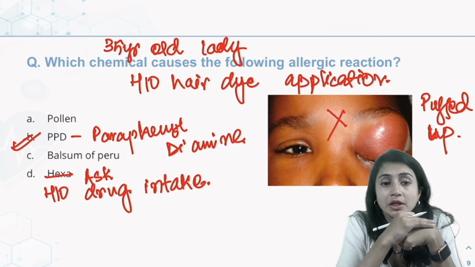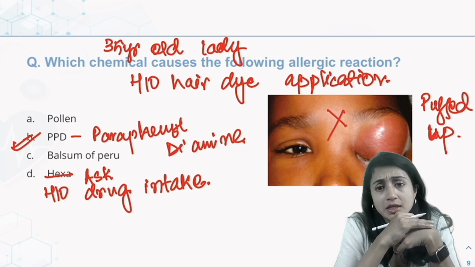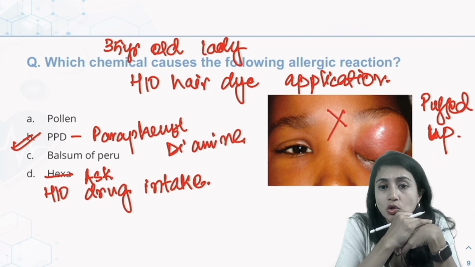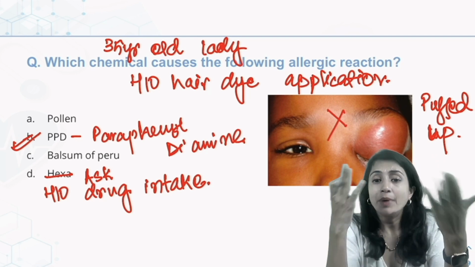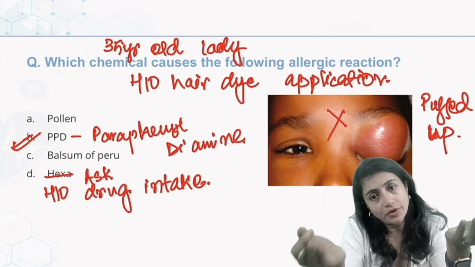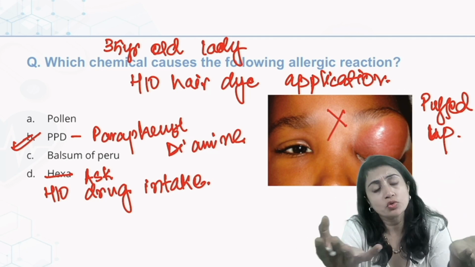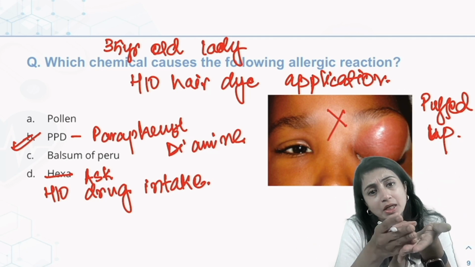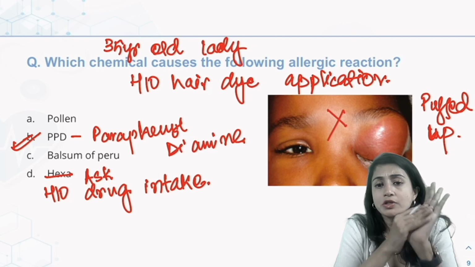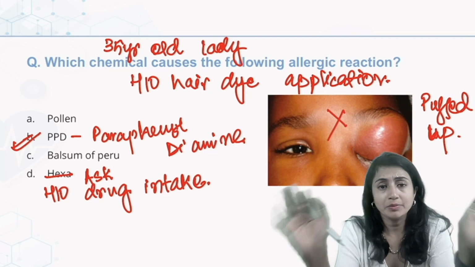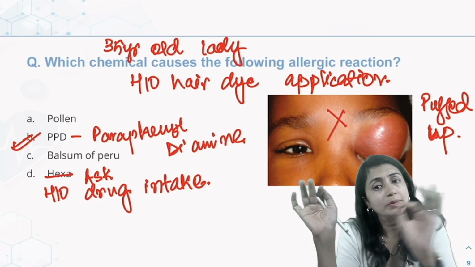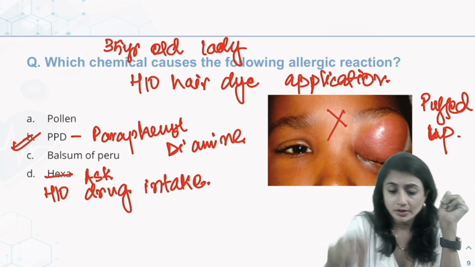There was also an option of history of drug intake. See, drugs can also cause contact allergic dermatitis. But if they have given you a history of hair dye and a swollen face, this is hair dye dermatitis, and the causative allergen will be paraphenylene diamine, or PPD, right? So, again, a very straightforward question, I believe.